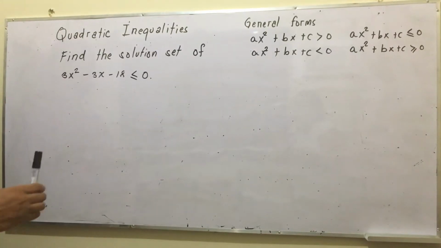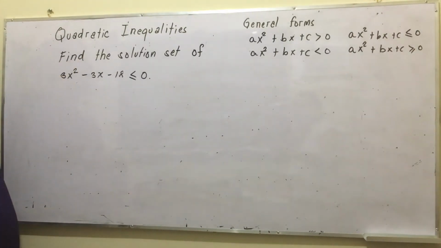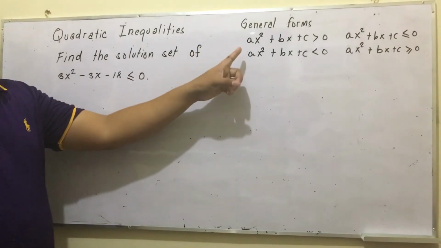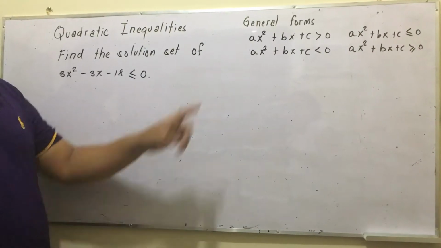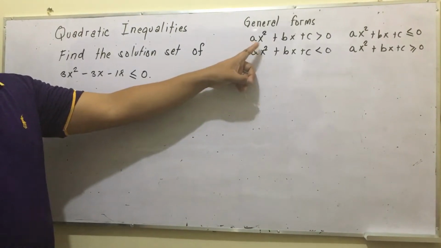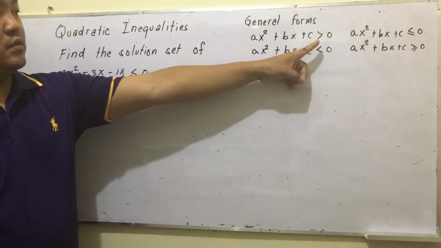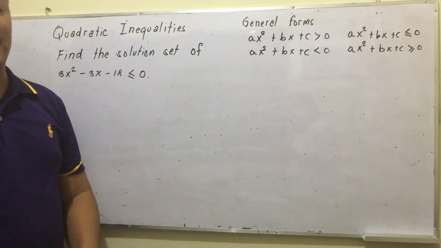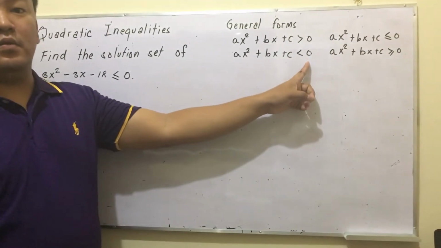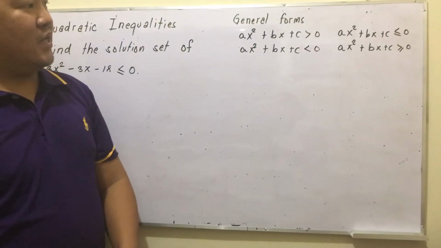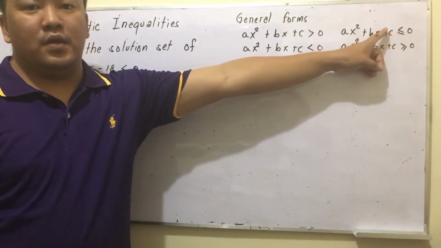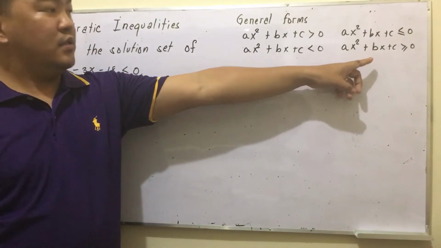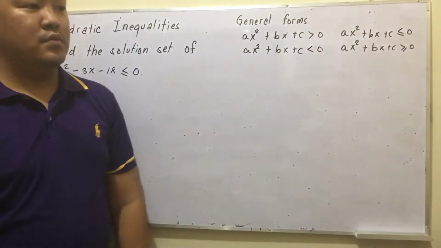Okay, quadratic inequalities. Let's have a review first. General forms of quadratic inequalities: ax squared plus bx plus c greater than 0, ax squared plus bx plus c less than 0, ax squared plus bx plus c less than or equal to 0, ax squared plus bx plus c greater than or equal to 0.